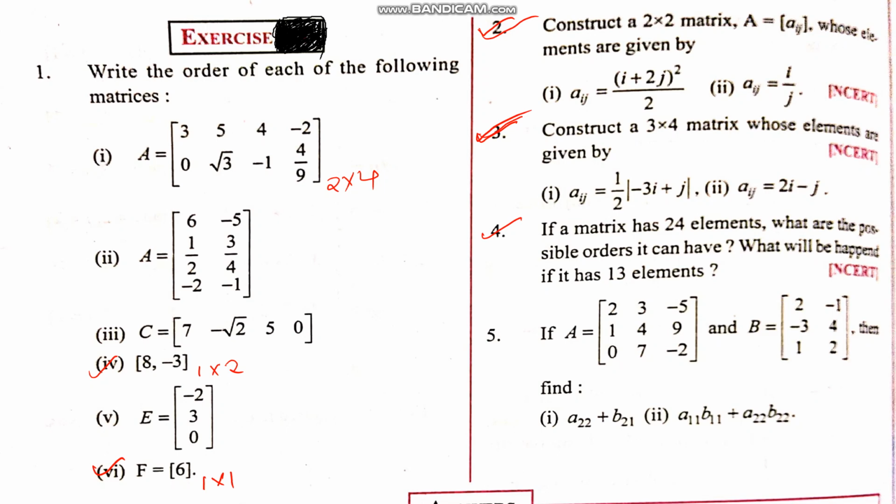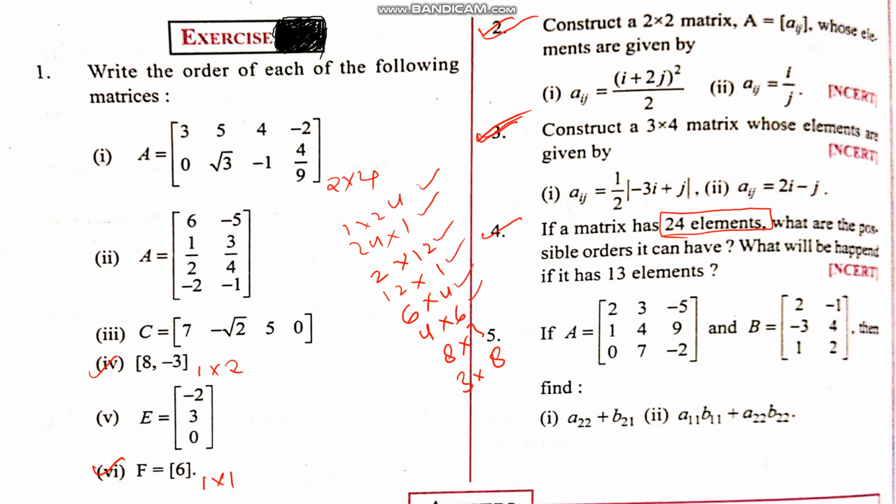Then question number 4. If a matrix has 24 elements, then what are the possible orders it can have? For 24 elements, for finding the possible orders, we need to find the factors of 24. That is 1 into 24, 24 into 1, 2 into 12, 12 into 2, 6 into 4, 4 into 6, 8 into 3, 3 into 8. So there are 8 possible orders we can have for 24 elements.